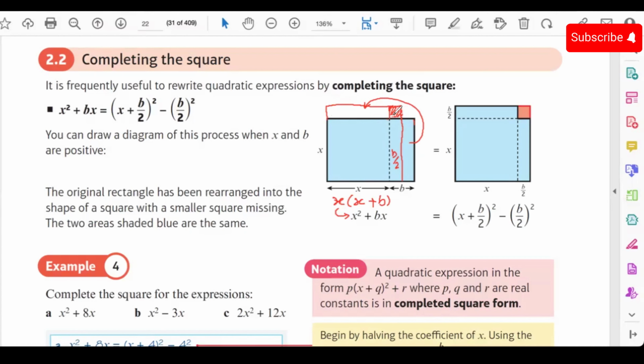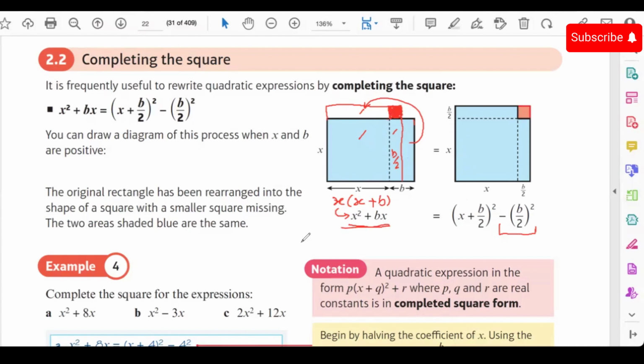What does this mean? It means that here (b half) square is what we added to complete the form of a complete square. So (x plus b over 2) square has this additional term. That's why if we take it away, our answer will be the initial rectangle and its area, x square plus bx, exactly this term over here.